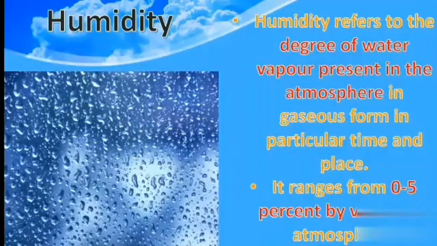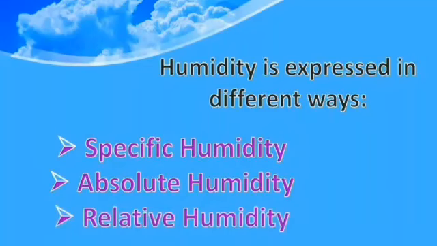So next topic, humidity. What is humidity? Humidity refers to the degree of water vapor present in the atmosphere in gaseous form at a particular time and place. It ranges up to about 0.5% by volume in the atmosphere. Simply saying, water vapor in the air is called humidity. The humidity is expressed in different ways.